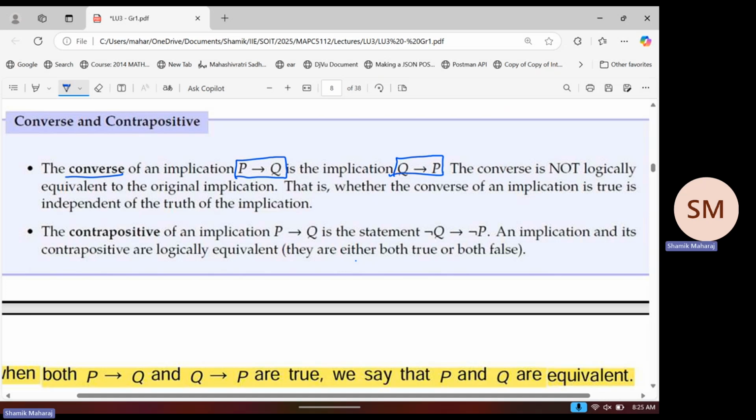Okay, and the contrapositive at the bottom, again, is just taking the original, a similar idea: switch the places of Q and P, but now we include a not before the Q and the P. We switch them and then you put a not in front of either one.